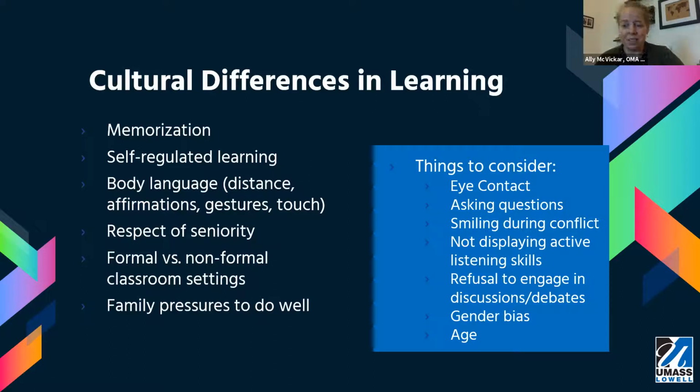They might be smiling during conflict. They just don't know the social cues here in the US. It's very different. Not displaying active listening skills: they are definitely listening. They could just be a little bit distracted because there's just so much going on. Refusal to engage in discussion or debates.